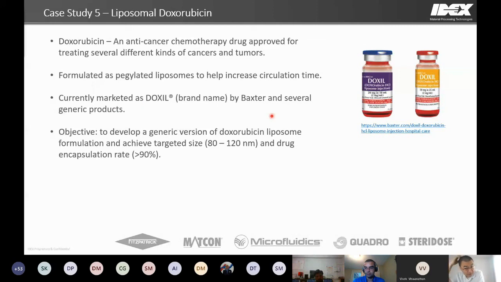The brand name Doxil is currently marketed by Baxter in the US, and there are several generic versions of doxorubicin liposomes available, supplied from Sun Pharma and Dr. Reddy's. The objective of this study is to develop a generic version of doxorubicin liposome formulation to achieve a target size between 80 to 120 nanometers and high drug encapsulation rate, in this case, more than 90%.